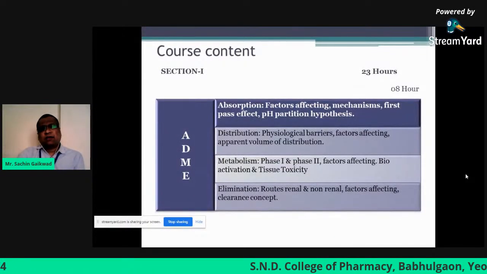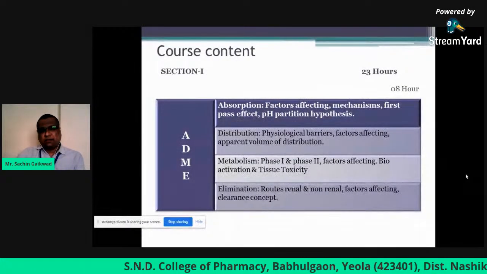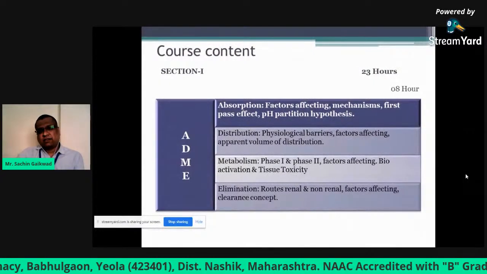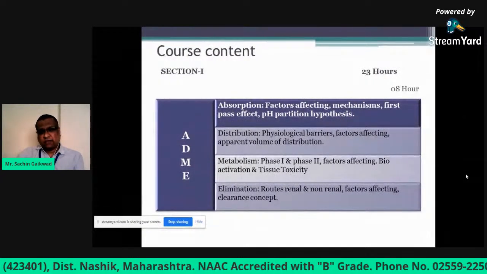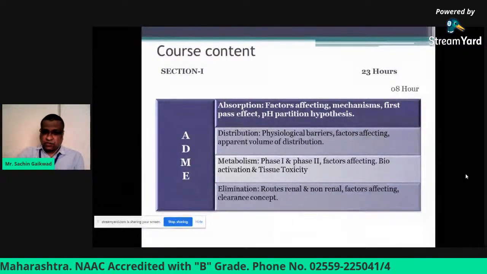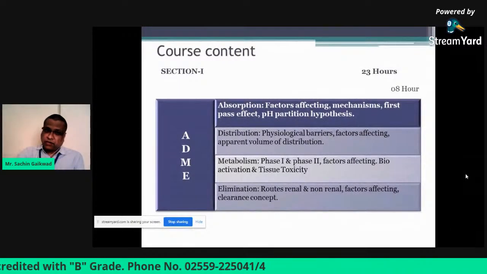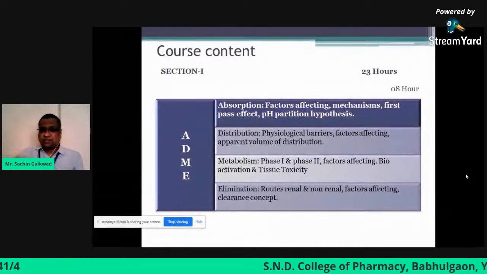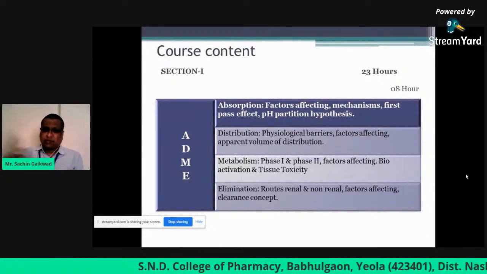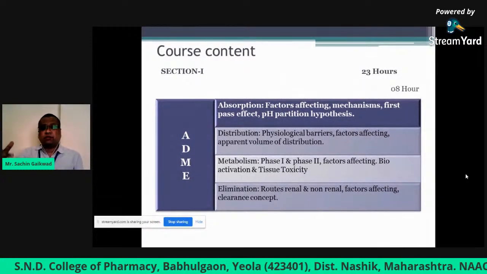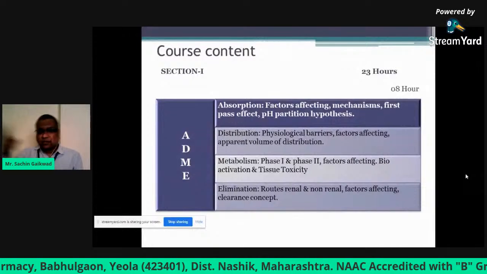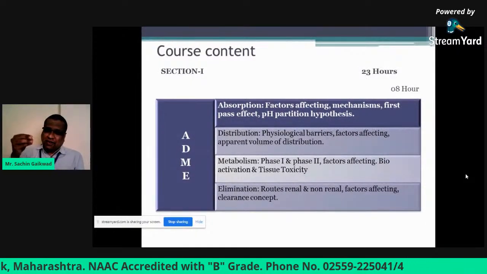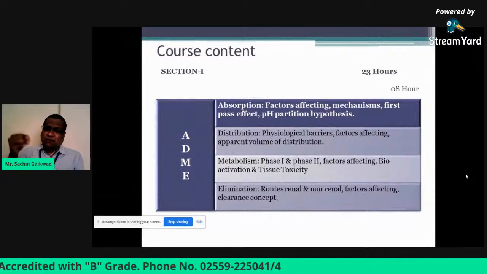Second important chapter is the ADME. For that chapter, the university has given 8 hours. This chapter is mainly divided into four main components. First one is absorption. Second one is distribution. Third one is metabolism. And fourth one is elimination. So, students, these four words, that is A, D, M, E, are very, very important.